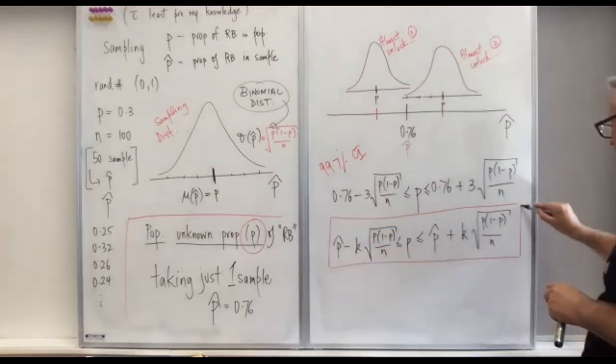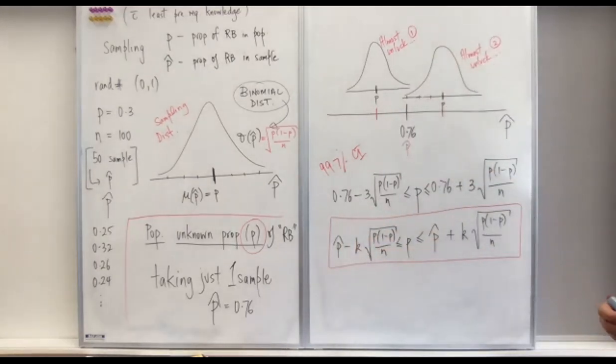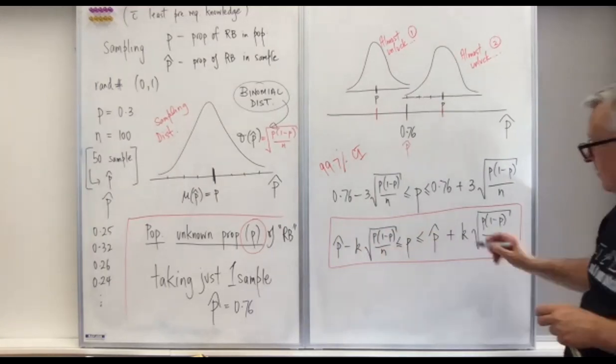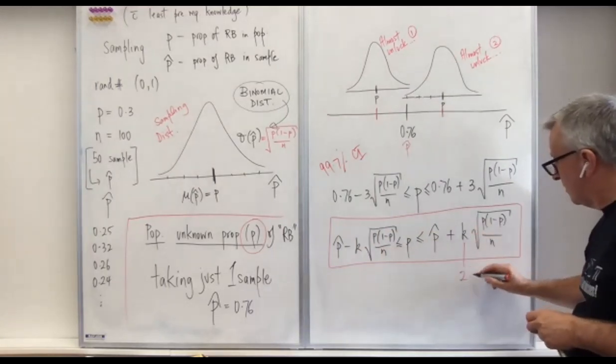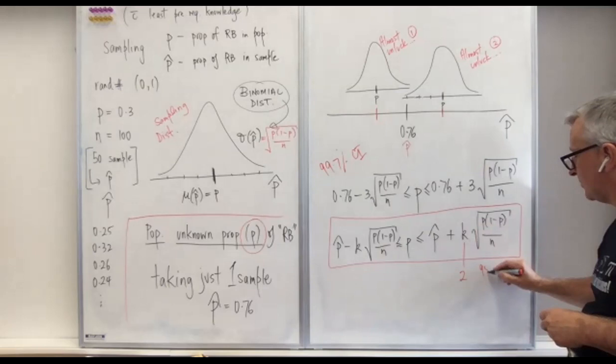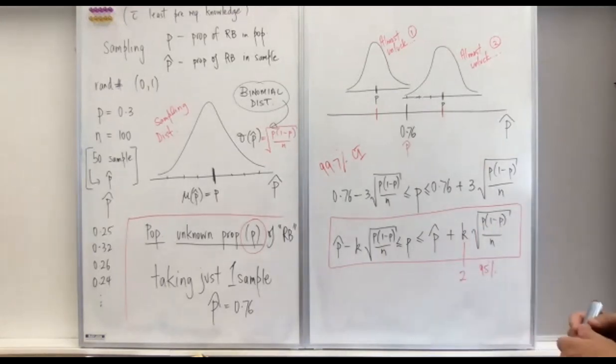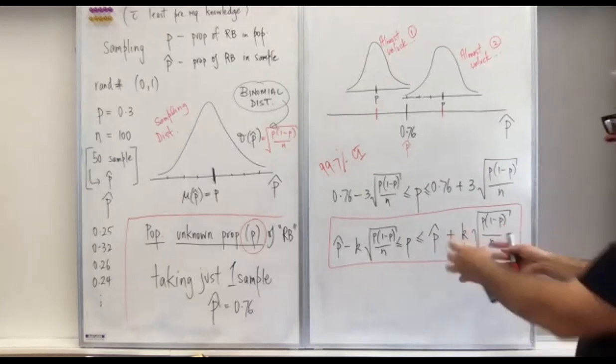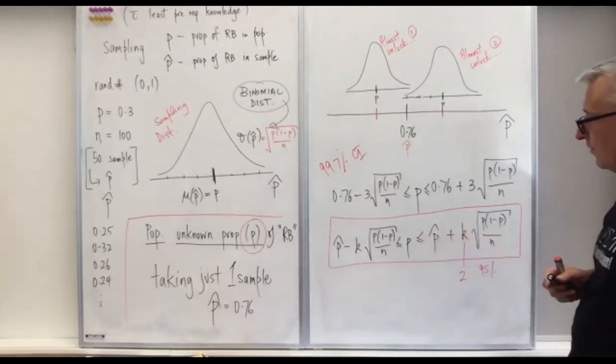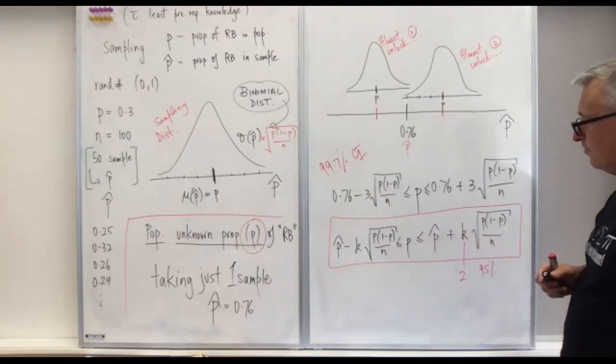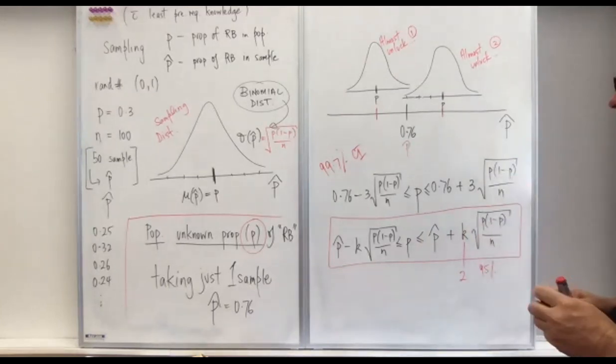Now, if this was 2, then we would have an approximate 95% confidence interval. I guess it should be 1.96 to be a 95% confidence interval. And I think you can sort of figure out the rest of the stuff associated with that. So one last thing before we leave this.